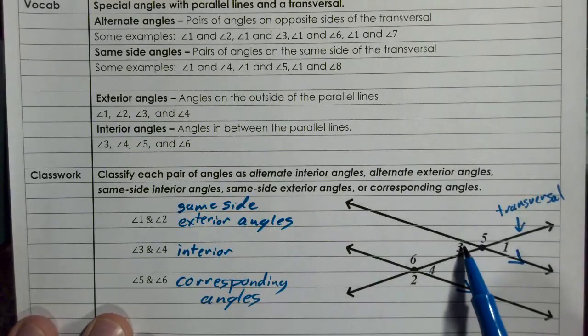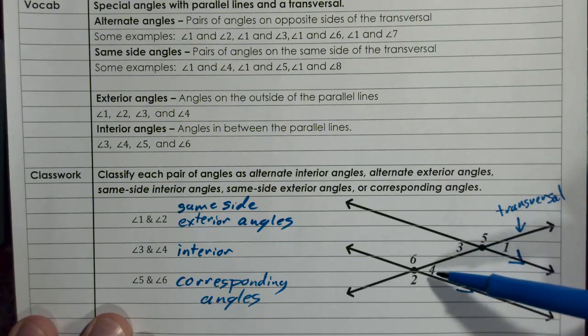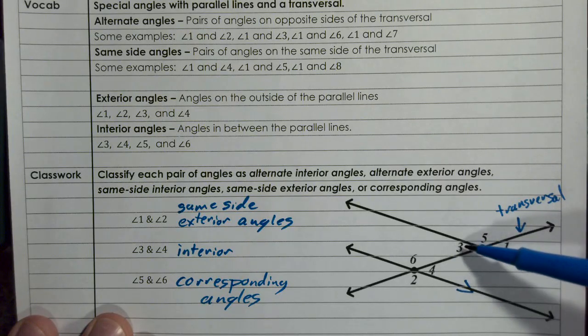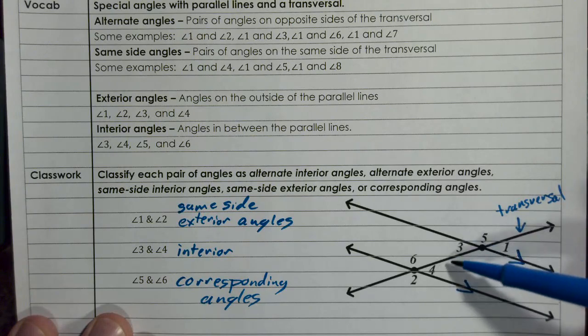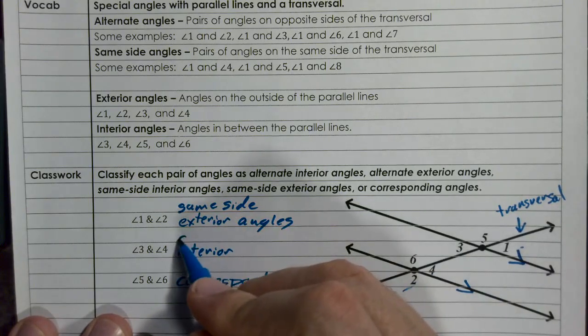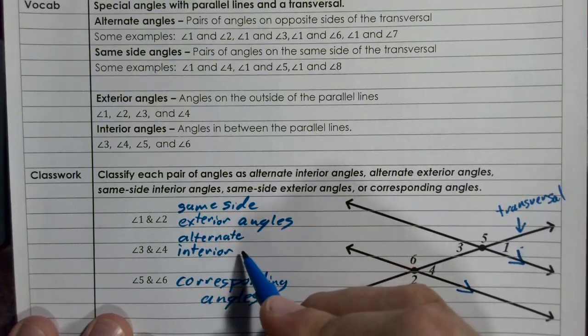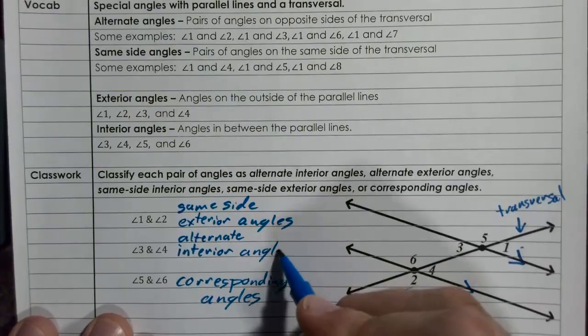Meanwhile, 3 and 4, in order to get from 3 to 4 or 4 to 3, see how my pen travels to the other side of the transversal, unlike 1 and 2 where I stayed on the same side. So these interior angles, these two ended up being alternate interior angles.